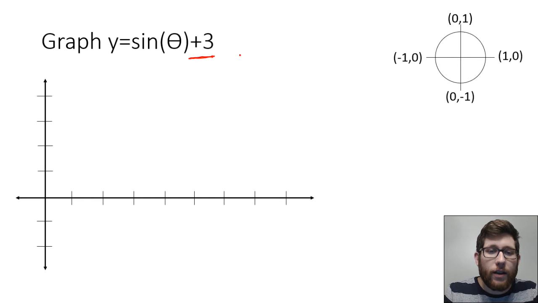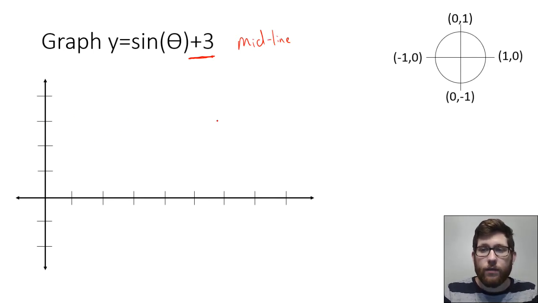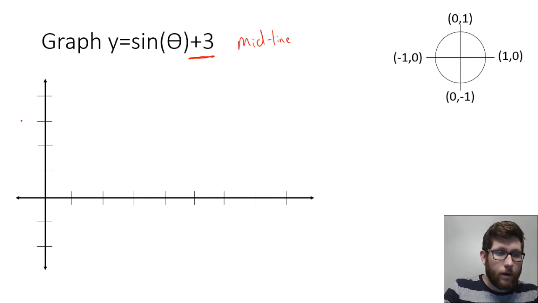So some people actually call this the midline, because the midline tells me where on the graph is kind of like the center point of my sine or cosine graph. So in this case, right here at 3, I'm just going to throw a dotted line the whole way down, just like that. Okay, and let's throw some labels on here. This is 3, this is -2.